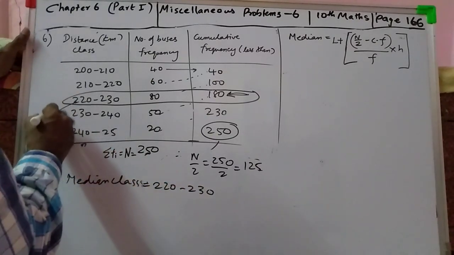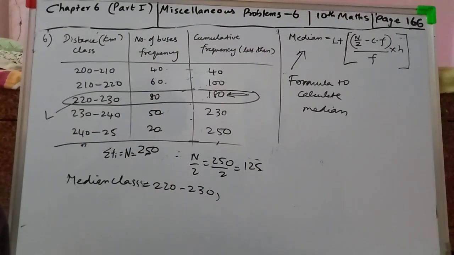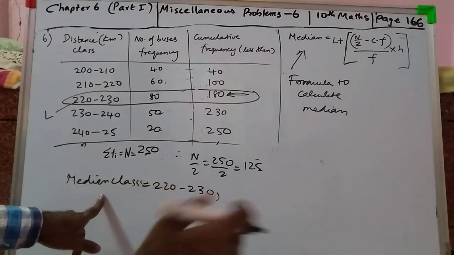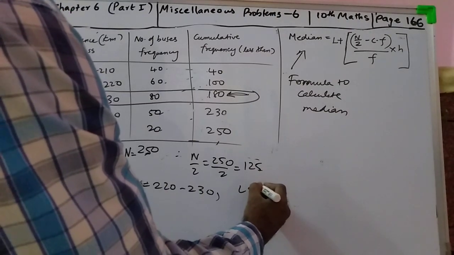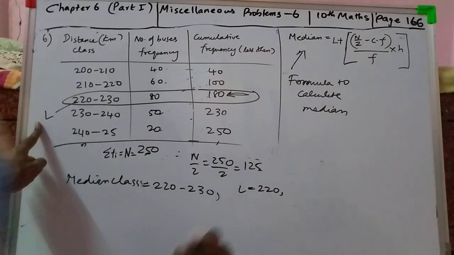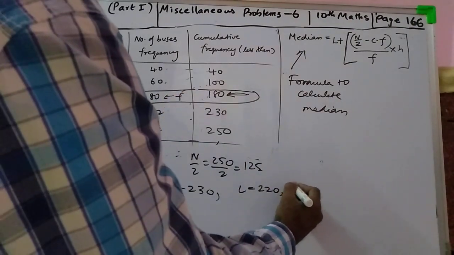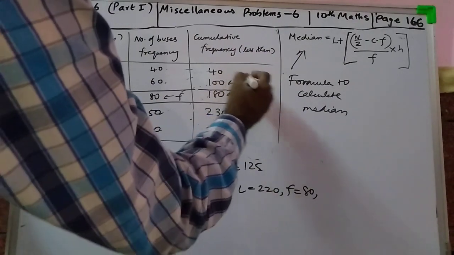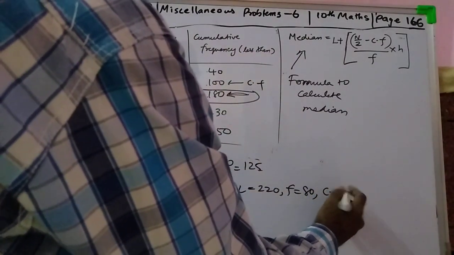Okay, so this is L. We have the median class. L is equal to 220, and this is F. F is equal to 80. And this top one is cumulative frequency.